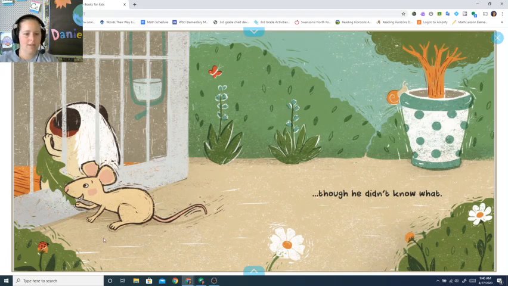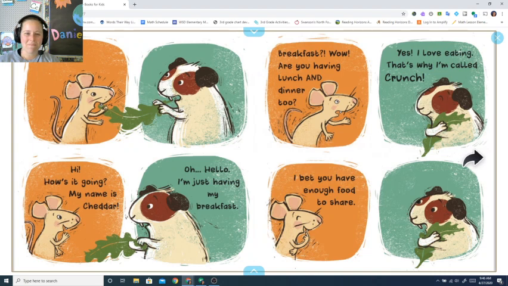Huh. Right here we've got this little mouse. Little mouse is grabbing the other side of the leaf that he's gonna be eating. Let's find out what's going on. So right here, they're both eating 2 sides. Oh, it's kind of like Lady and the Tramp, except I don't think it's in a romantic way. They're just eating both sides, right? So he says, "Hi, how's it going? My name is Cheddar." Oh, so we found out that the mouse's name is Cheddar.